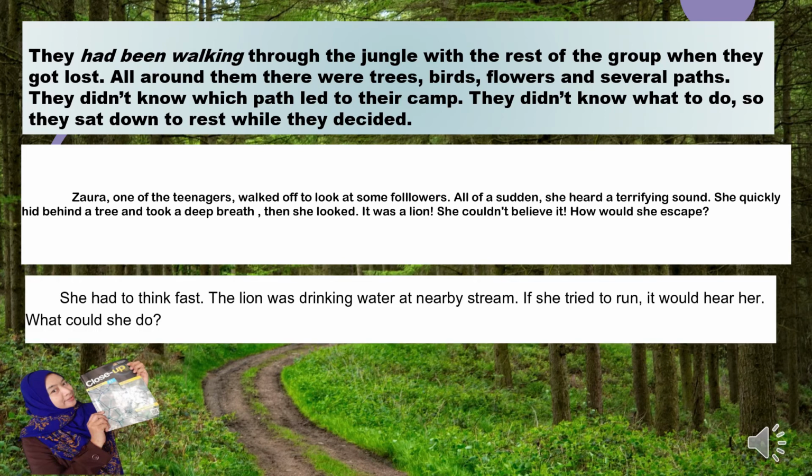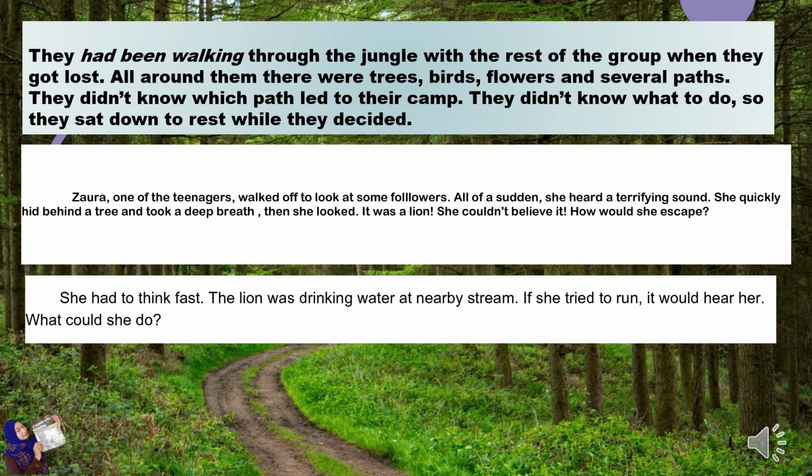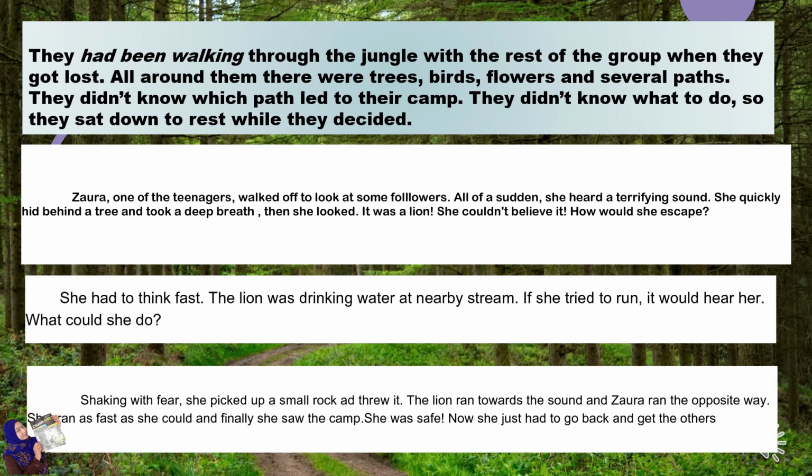She began to think fast. The lion was drinking water nearby by the stream. If she tried to run, it would hear her. What could she do? Shaking with fear, she picked up a small rock and threw it. The lion ran towards the sound and Zaura ran the opposite way. She ran as fast as she could, and finally she saw the camp. She was safe. Now she just had to go back and get the others.